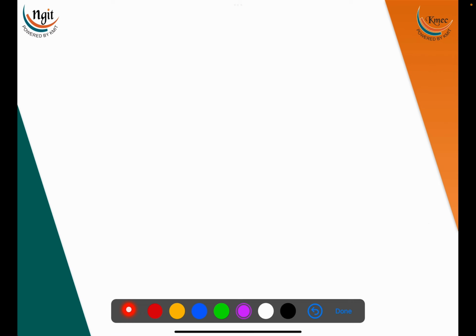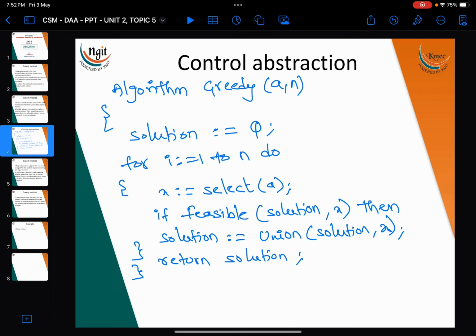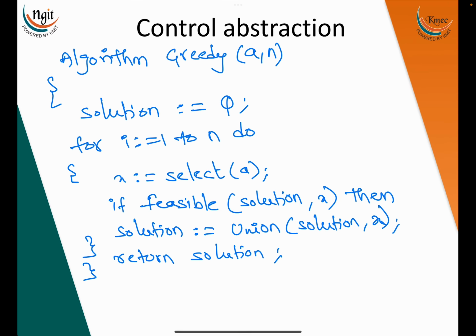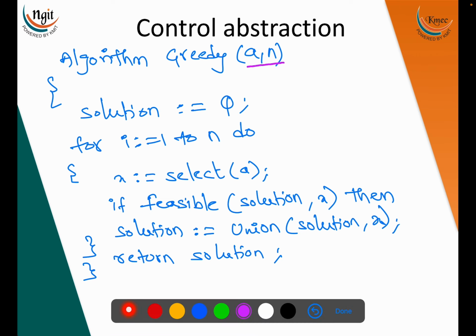Now, look at the general method of the greedy method. Let's see. I have taken a comma n, which means a is an array with n inputs. Initially the solution is 0, because I didn't find any solution yet. I want to find the solution after I select each item from the array.